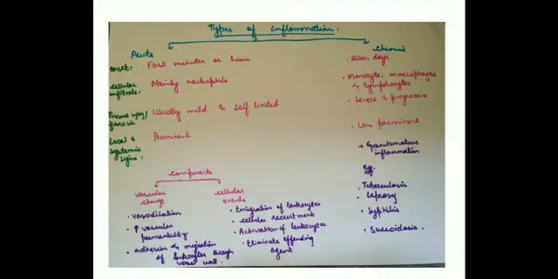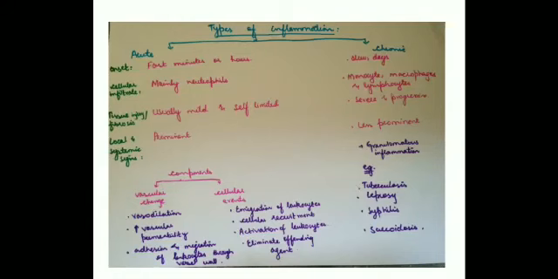Once we are done with mediators, let's move toward the types of inflammation. It can be acute, it can be chronic. Acute onset is first minute or hours, while chronic is slow and occurs in days. Cellular infiltrate in acute is mainly neutrophil, while in chronic it is monocyte, macrophages, and lymphocytes.